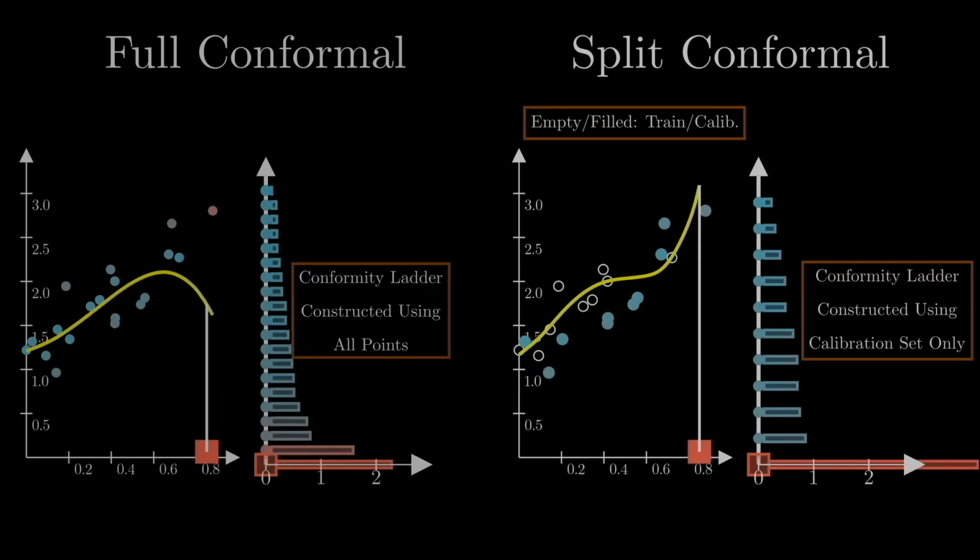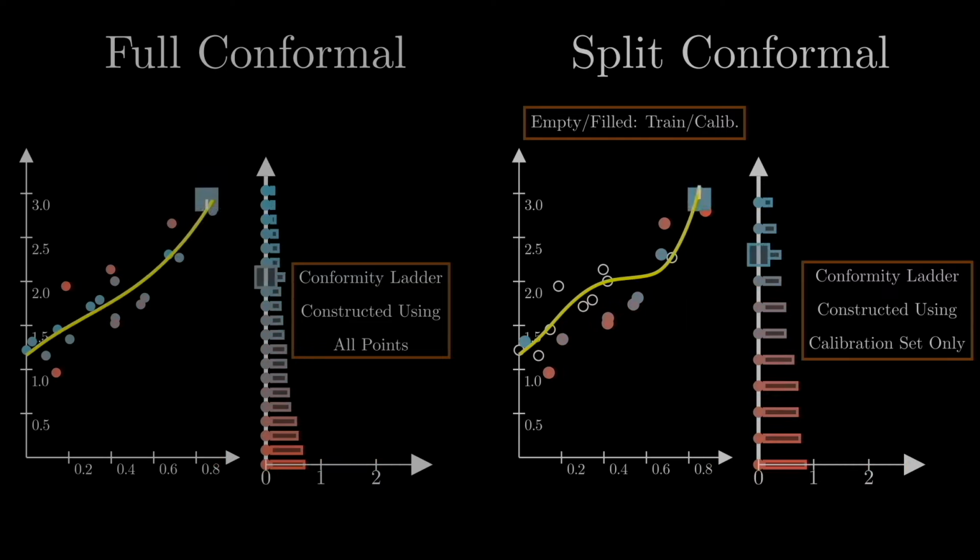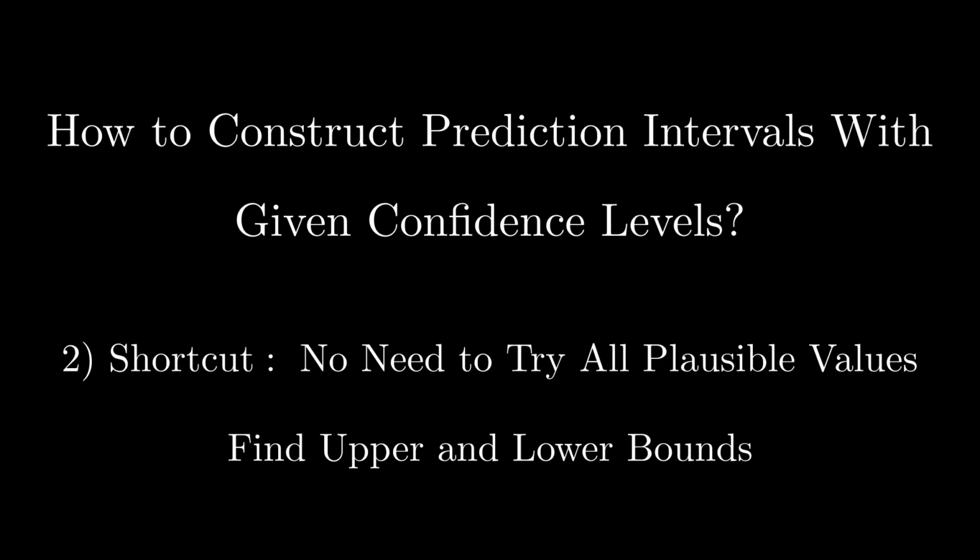The second reason is that as the test point moves away from the point predicted by the model, its non-conformity keeps increasing and it keeps moving down in the ladder. In other words, there is a monotonic relation between the distance from the point predicted by the model and the rank in the ladder. These properties of split conformal method and non-conformities allow us to convert the problem of constructing the interval to finding its upper and lower bounds.